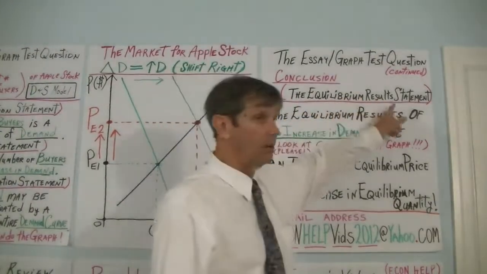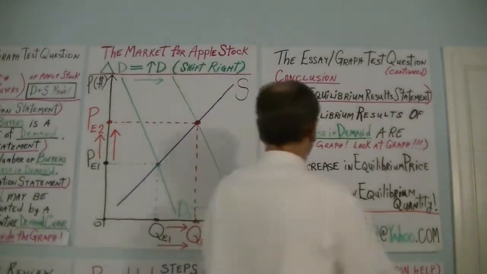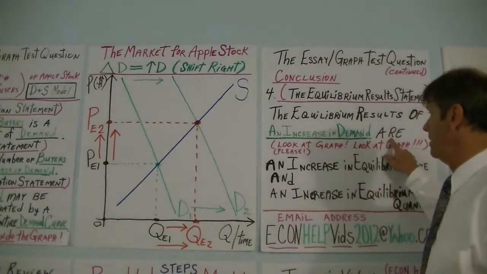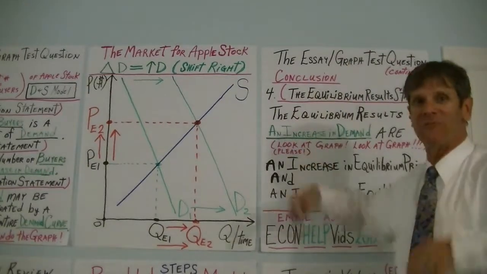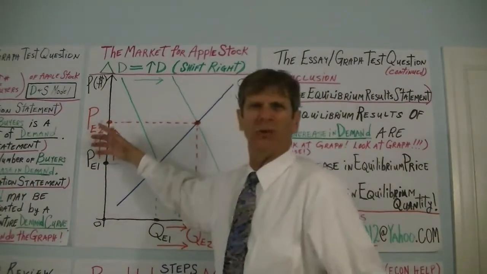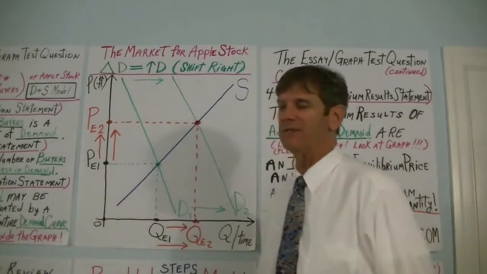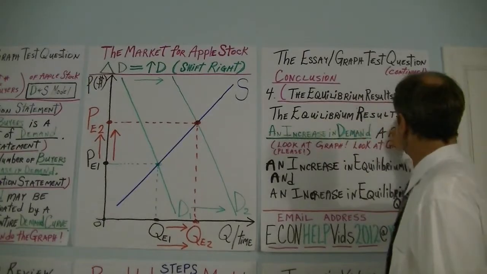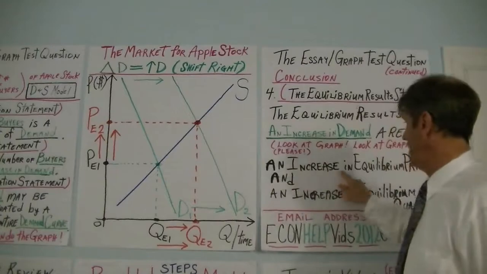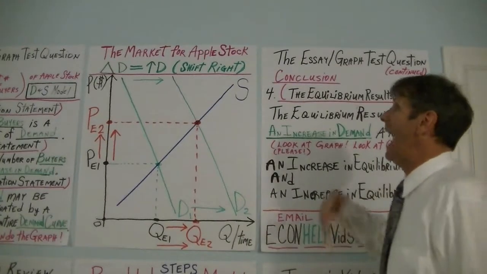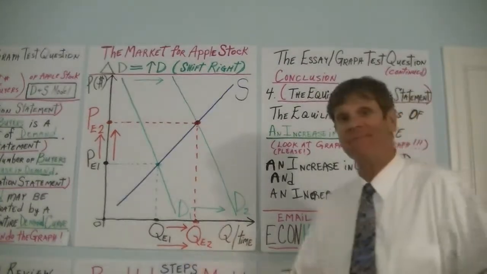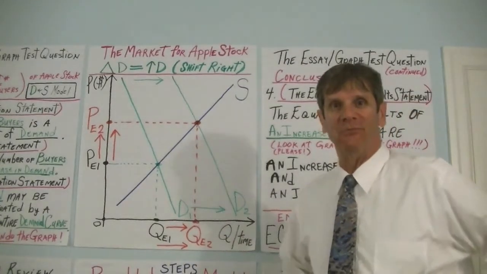Now, what about the conclusion? The equilibrium results of an increase in demand are... I'm screaming and yelling at my students, look at the graph, the answers are there. Right? What happens to the equilibrium price? We'll always talk about that one first because everybody's interested in price, right? The equilibrium results of an increase in demand are an increase in equilibrium price and an increase in equilibrium quantity. That's it, right? That's pretty cool, right?